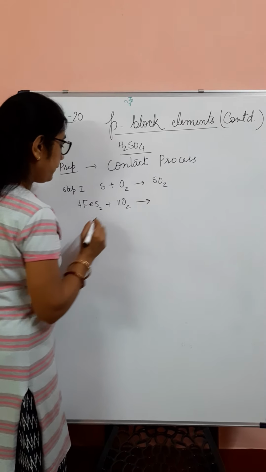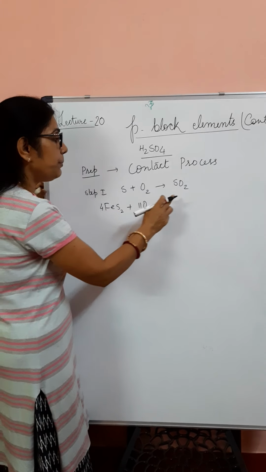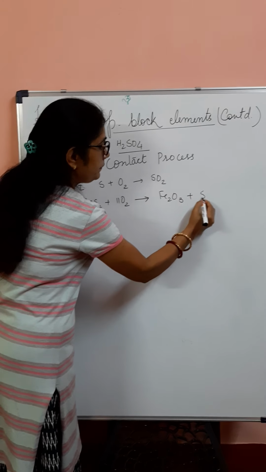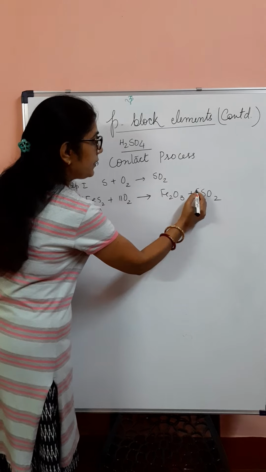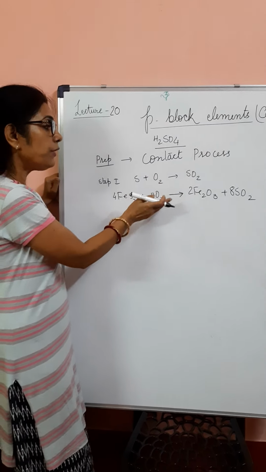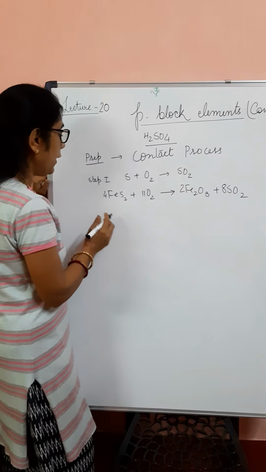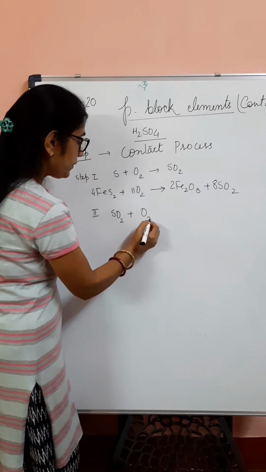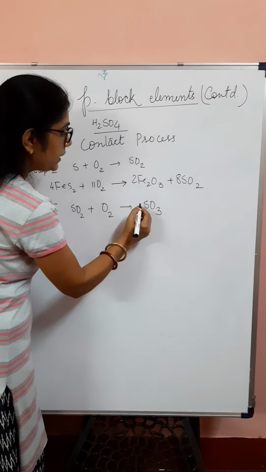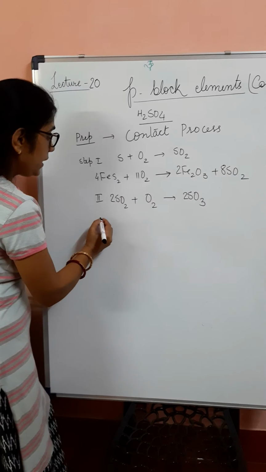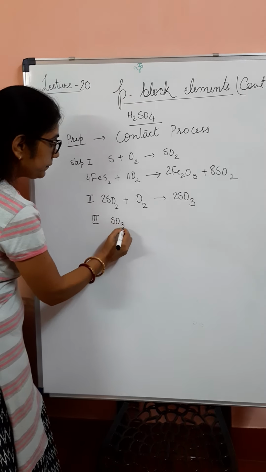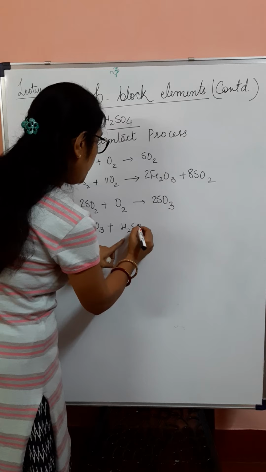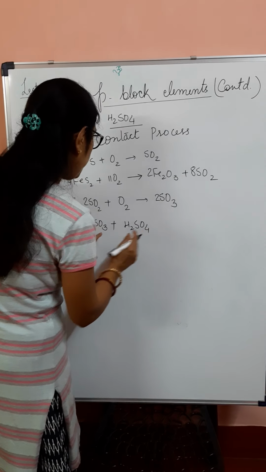Just now, last class I had discussed about the preparation of sulfur dioxide along with this iron pyrite and 8SO2. So either of the method can be used for preparing sulfur dioxide. Then step 2, this sulfur dioxide, it is oxidized to give sulfur trioxide. Then sulfur trioxide plus concentrated sulfuric acid.